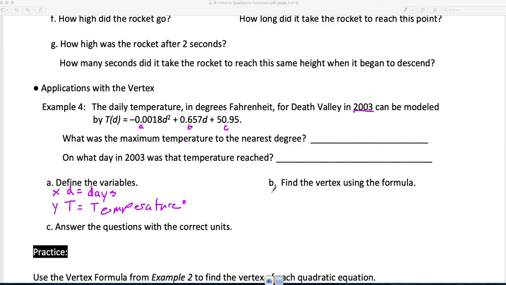And my formula says that x is going to be equal to negative b. The negative's in the formula, so 0.657 divided by 2 times negative 0.0018, and that's going to give me the x coordinate of the vertex. And if I run that through my calculator, it is equal to 182.5.